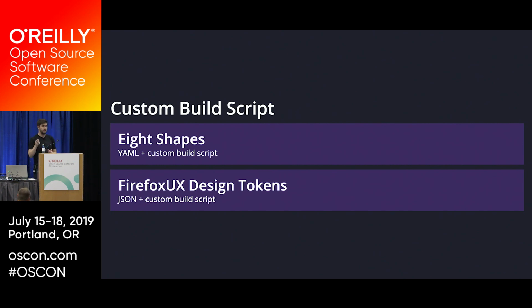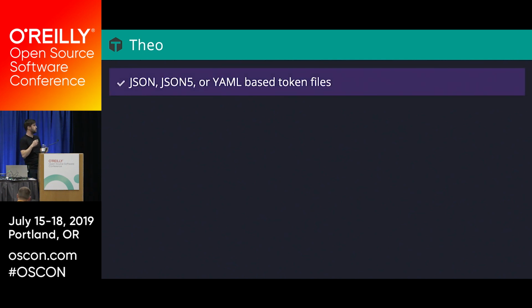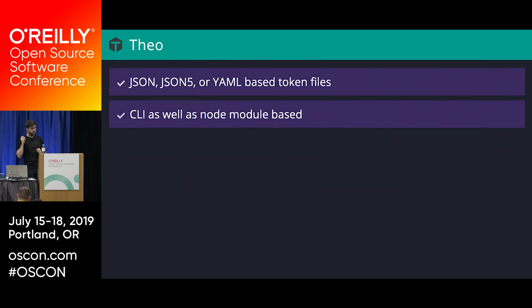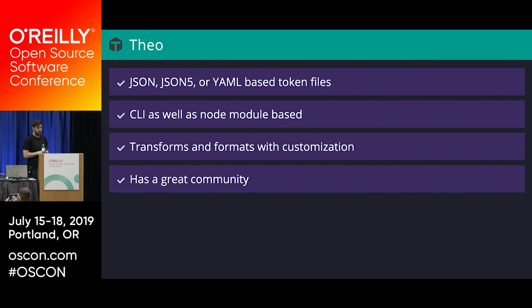Another way you could do it is you could use a framework. And the first one I'm going to talk about is Theo. It's an open source framework built by Salesforce and the Lightning design team, who invented the idea of design tokens. And it is JSON or YAML based. There's a command line interface as well as a node module. And it uses transforms and formats with customization, just like that build diagram. And it has a pretty great community behind it.